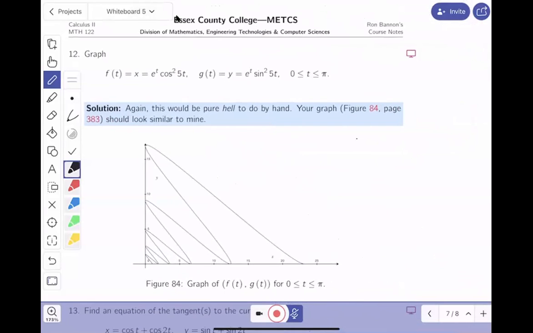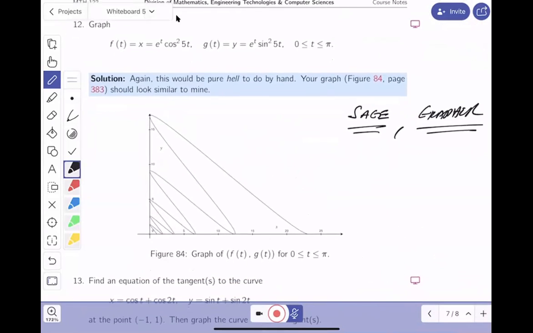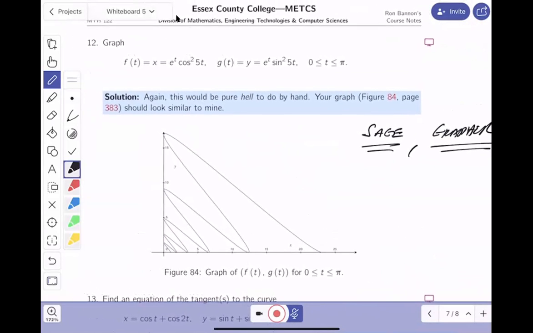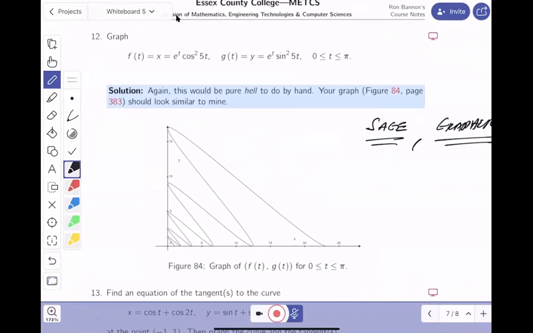I will discuss using Sage, and I will discuss using Grapher. Again, I'm not telling you that you need to use either package, but you need to find some software that you're comfortable graphing with, including going to Wolfram Alpha. There's nothing wrong with that. Nothing wrong at all. All right.